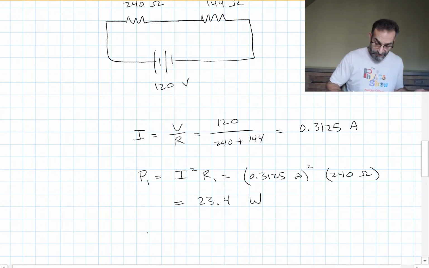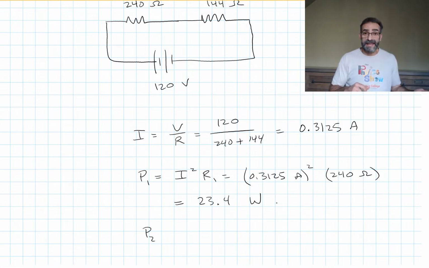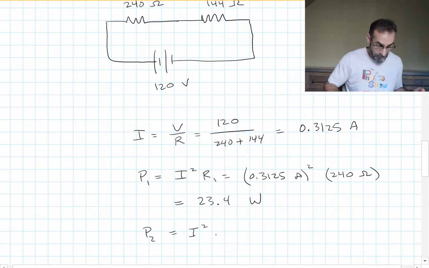23.4 watts. And that's for the 60 watt light bulb, a light bulb that dissipates 60 watts when it's hooked up to a 120 volt source. In this case, it's not seeing 120 volts because it's sharing that voltage with another light bulb in series with it. So it has to be producing less power in this case.